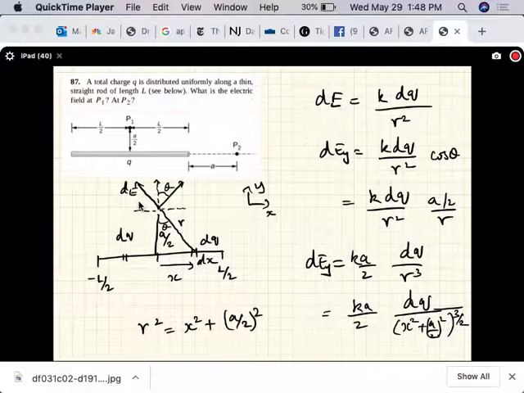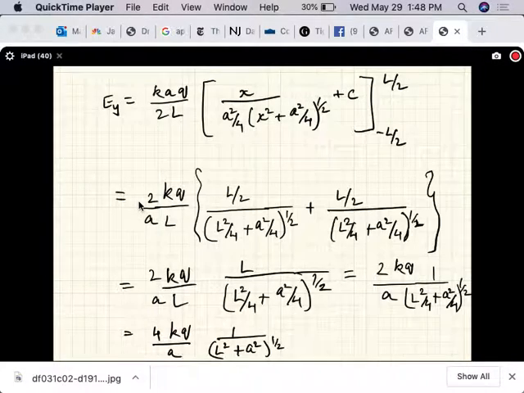Okay, so how do we know if we did it right? What we'll do is take the limit L going to 0. Then this becomes a point charge, and the field from a point charge is just kq divided by this distance squared. And you see in the limit, this has the right limit. So yeah, we did it right.